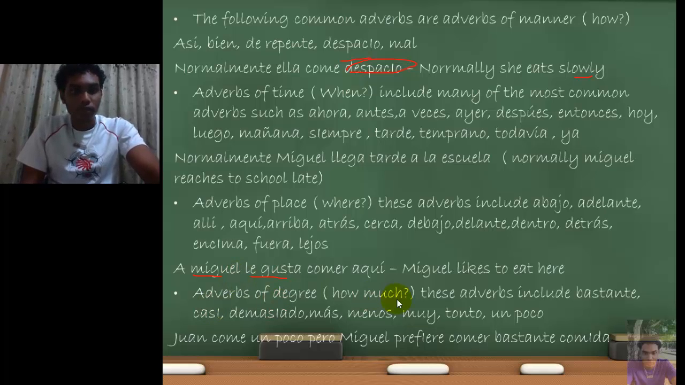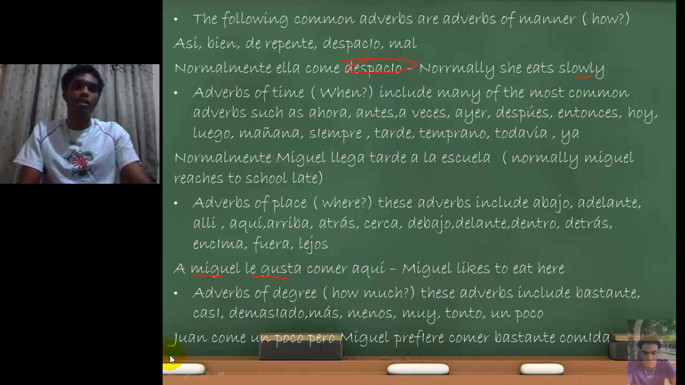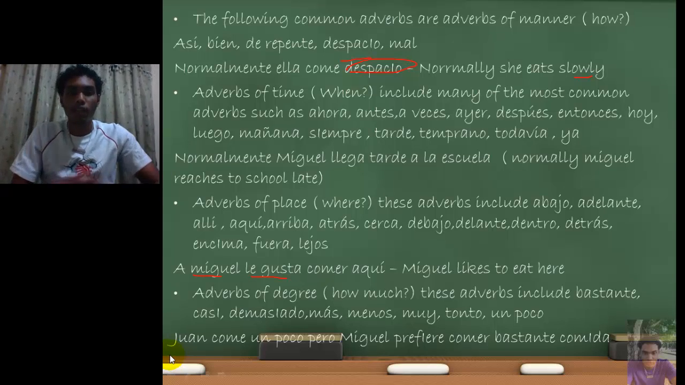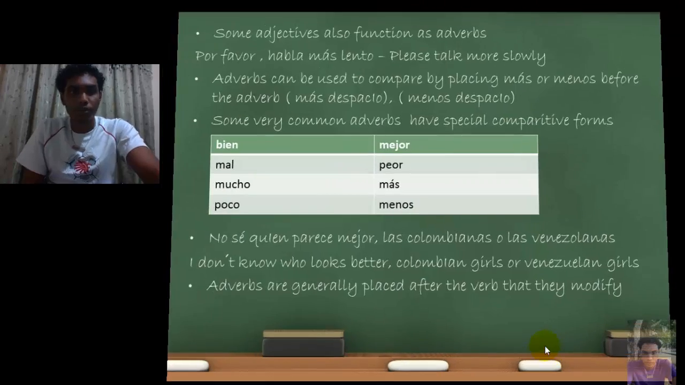Right? Adverbs of degree, which describe how much, can be used as casi, demasiado, más, menos, muy, tanto, un poco, and bastante. Right? So an example here is Juan come un poco, pero Miguel prefiere comer bastante comida. So John eats a little, but Miguel prefers to eat enough food. Right?